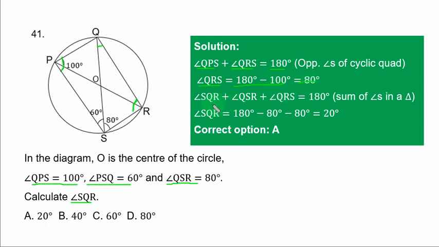If we now consider triangle QSR, if you add the three angles in that triangle, the sum is also equal to 180. And we are looking for angle SQR. You transfer the remaining angles, which are 80, 80. So you have 180 degrees minus 80 degrees minus 80 degrees, and that is 20 degrees.